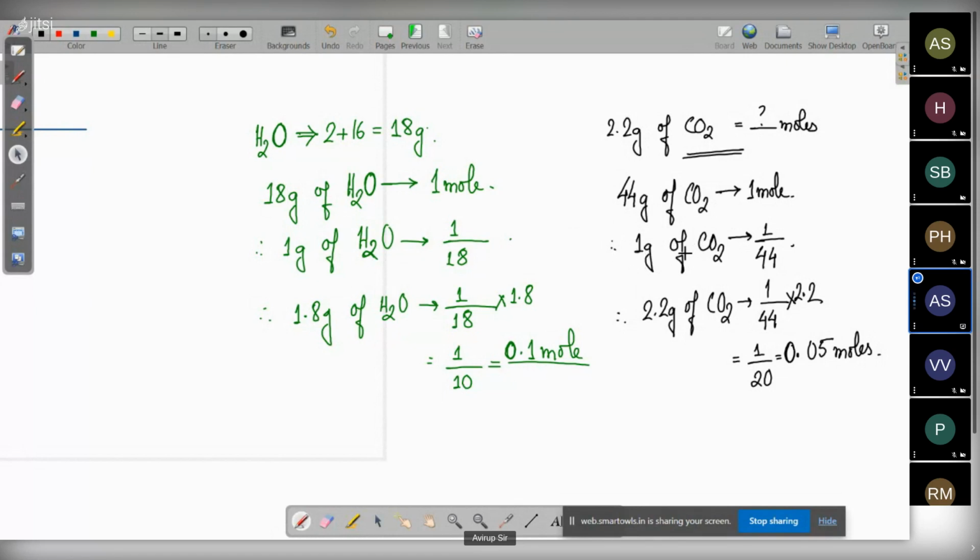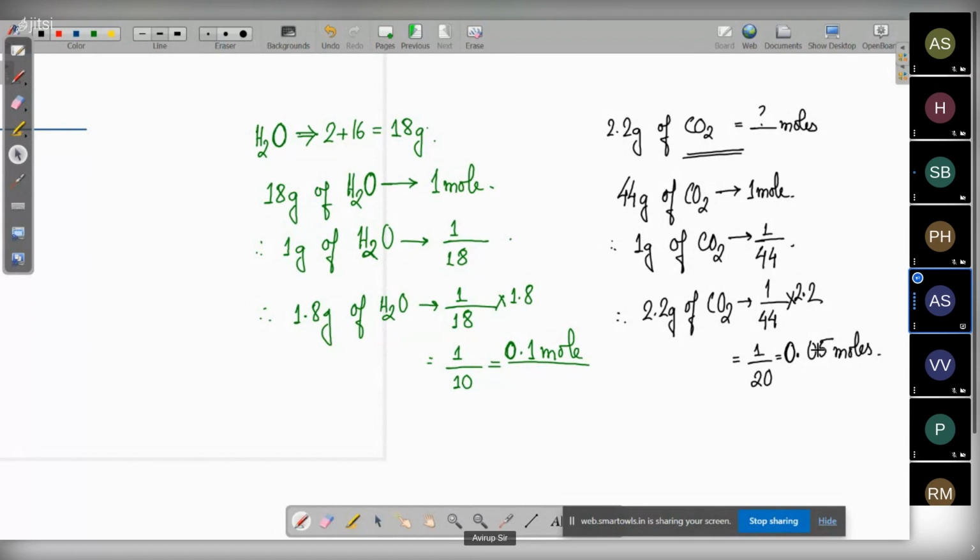Now we are doing the unitary method. 1 gram of carbon dioxide is equal to 1 by 44. Now in the question it is asking 2.2 grams. So 2.2 grams of carbon dioxide will be 1 by 44 into 2.2. And now if you do this calculation, it will come to 1 by 20, which is equal to 0.05 moles. So it is the unitary method.